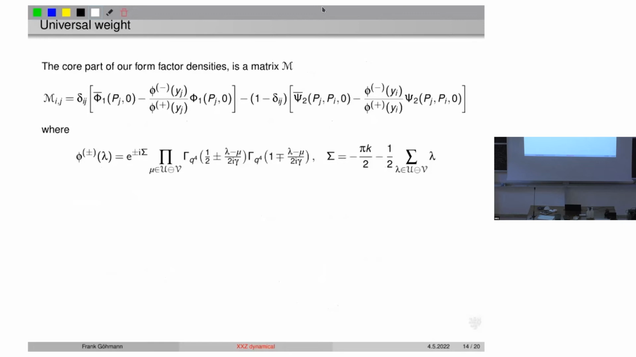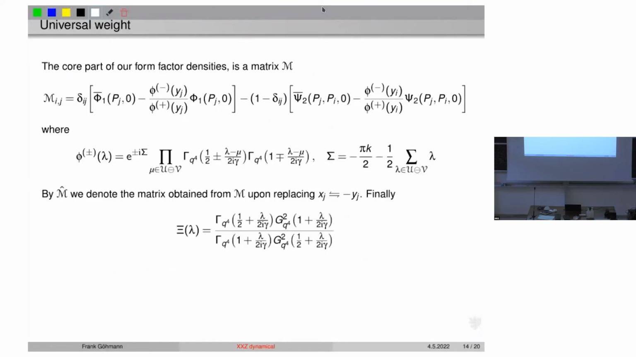Then here's the core part of our formula for the universal weights. It's a finite matrix with matrix elements. On the diagonal, they are combinations of this phi1 function and phi1 bar, and off diagonal of the psi. And there is another factor here, which is just a product of Q gamma functions. Sigma is the sum of differences of particle and hole rapidities. Then m hat is obtained by replacing xj by minus yj and vice versa. And there's another function xi, which is again a ratio of Q gamma and Q bound function.